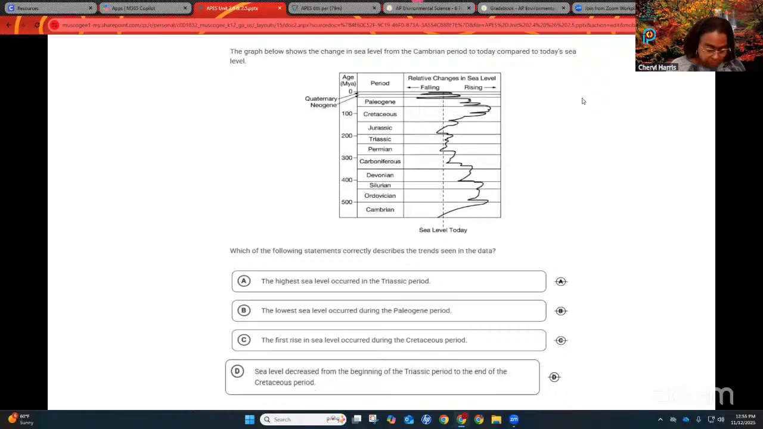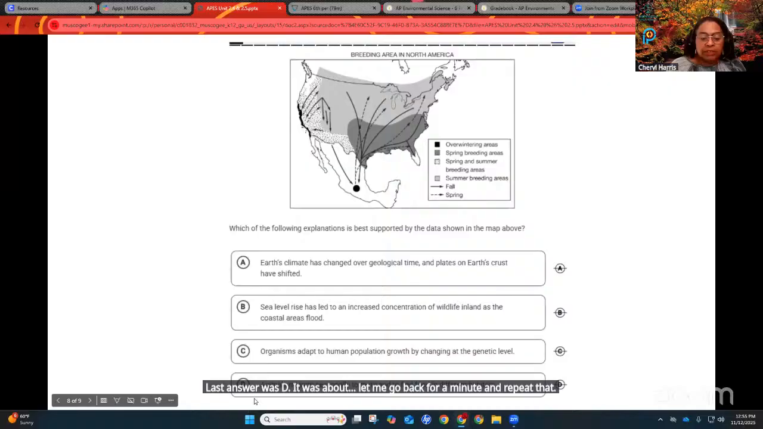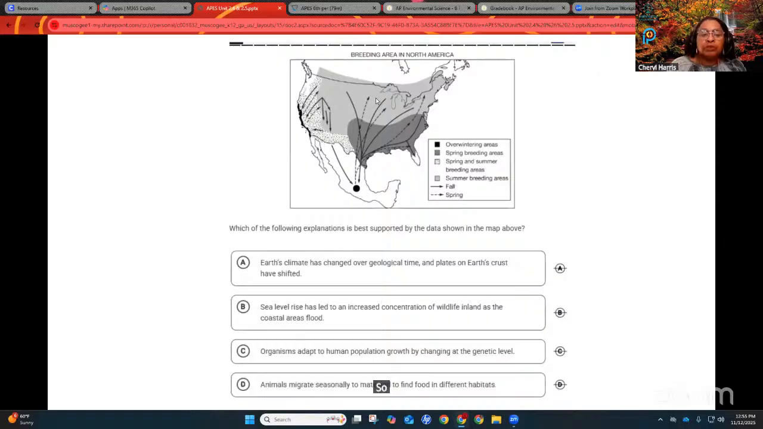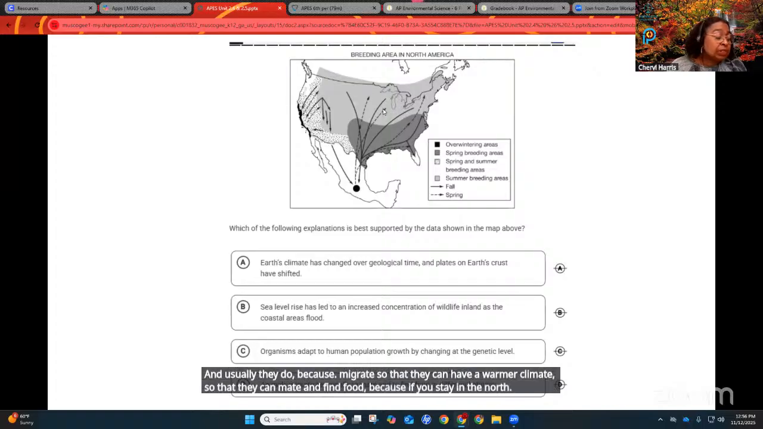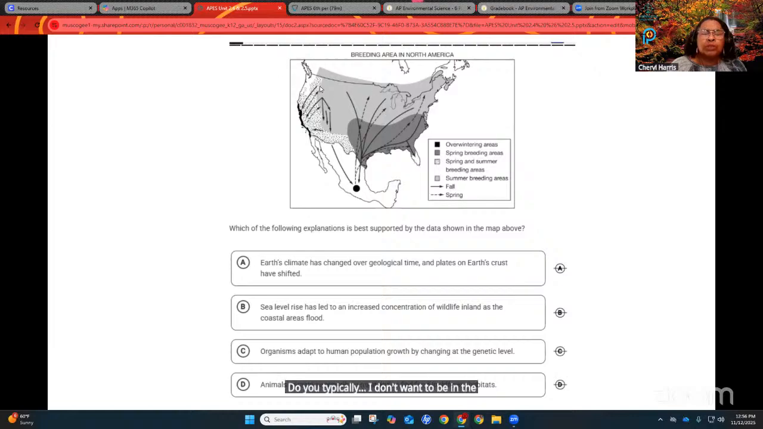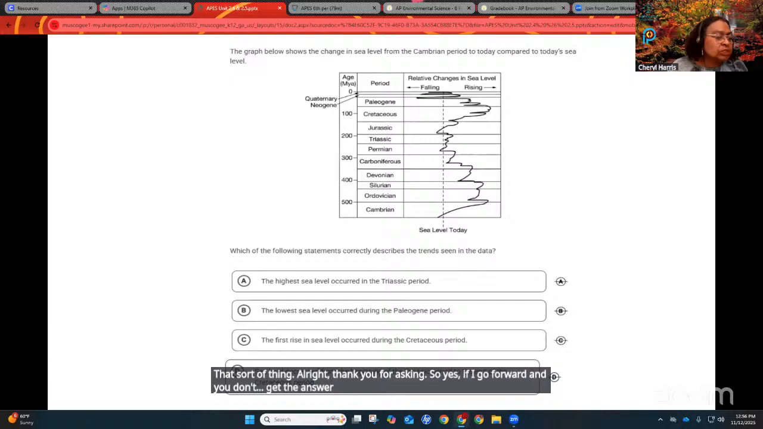The last answer was D. Let me go back for a minute and repeat that. The last answer: the animals migrate seasonally to mate and find food in different habitats. So again, the arrows are showing migration habits, and usually they migrate so that they can have a warmer climate, so that they can mate and find food. Because if you stay in the north, you typically don't want to be there because of cold climates and land being covered, you can't find food, that sort of thing. All right. Thank you for asking. So if I go forward and you don't get the answer or you don't understand the answer, please ask.